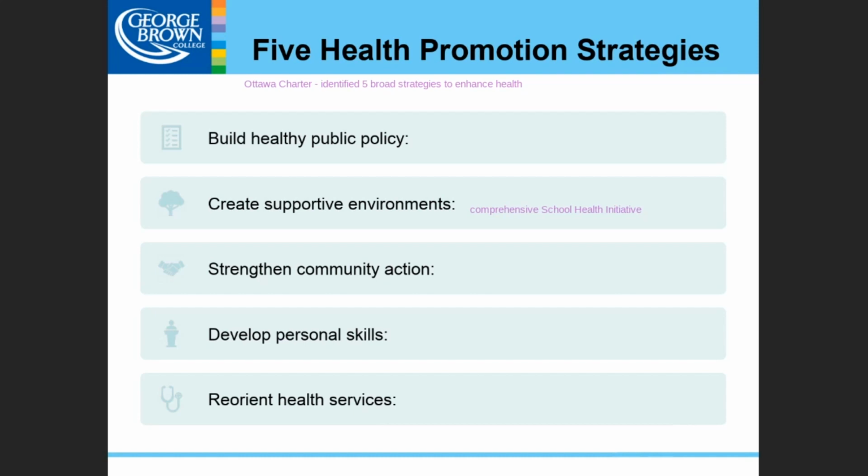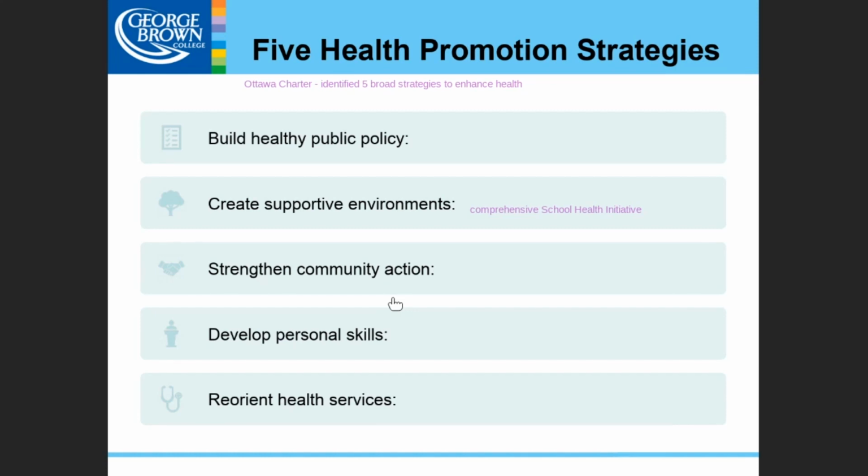Oh, and sorry, Fanis, I see you wanted me to repeat the example about the first one. Melissa typed it out there for you. So the example is that right now the RNAO is lobbying for safer working conditions. Back to build healthy public policy, it's really when nurses are trying to persuade decision makers. The third one is strengthen community action.